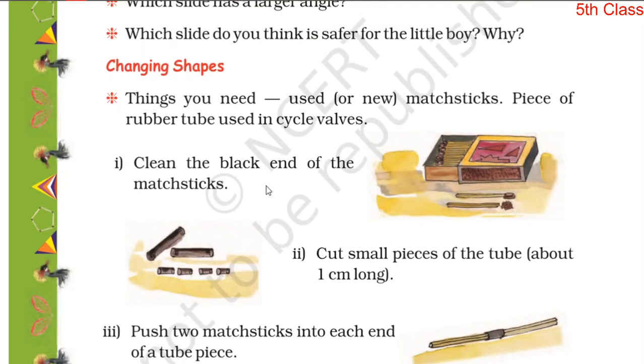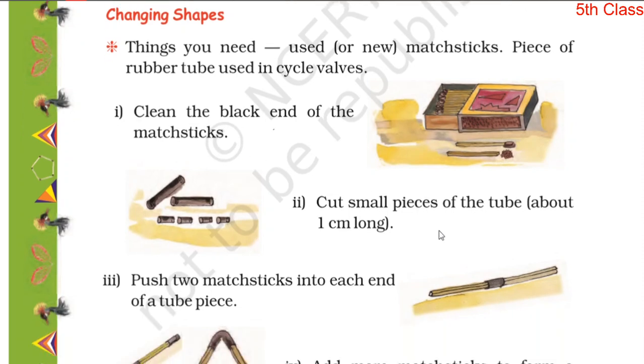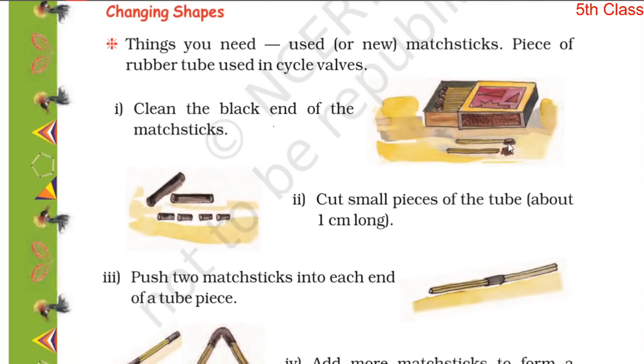Things you need: used matchsticks, so either new or used matchsticks, and a piece of rubber tube used in cycle valves. Here, clean the black end of the matchsticks like this. This is the matchstick. You clean it so that we can use it.